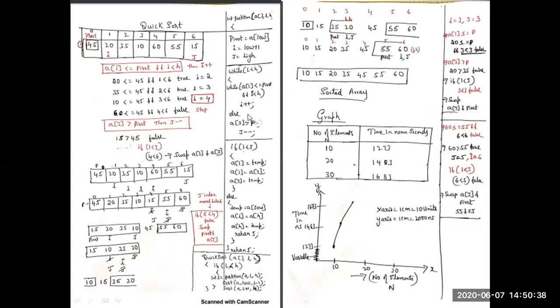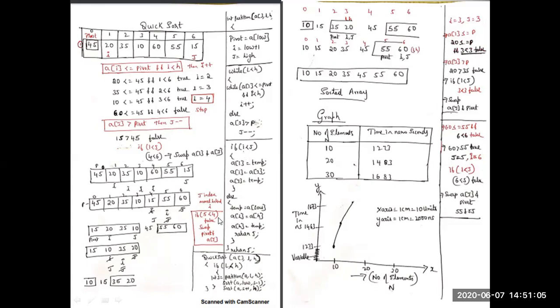Next, you check your j value. A of j, 60 is greater than 45. Yes, decrement j. 55 is greater than 45. Yes, true. Decrement j. Then whenever j index crosses your I index, what do you need to do? Swap your j index value, A of j, with the pivot element. That's what, see. Now I is 5, j is 4. So 5 is less than 4 becomes false.